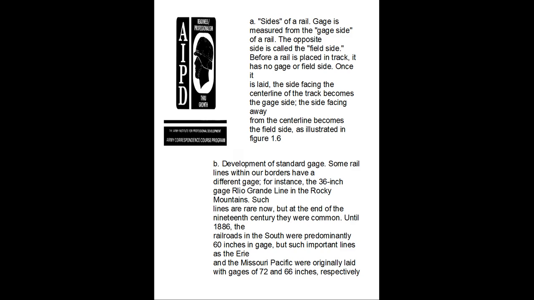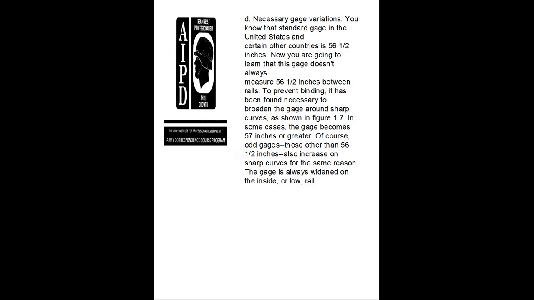Development of the standard gauge. Some rail lines with rough terrain or borders have different gauges. For instance, 36 inches on the Rio Grande line in the Rocky Mountains. Such lines were common until 1886. The railroads in the South were predominantly 60 inches in gauge, but some important lines such as the Erie and the Missouri Pacific were originally laid with gauges of 72 and 66 inches respectively.